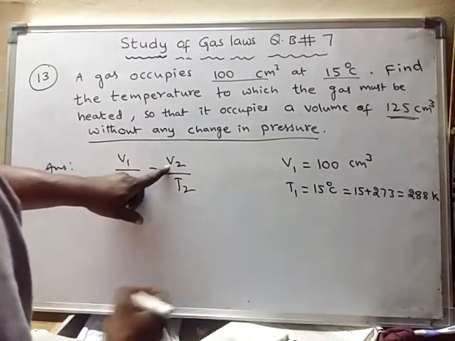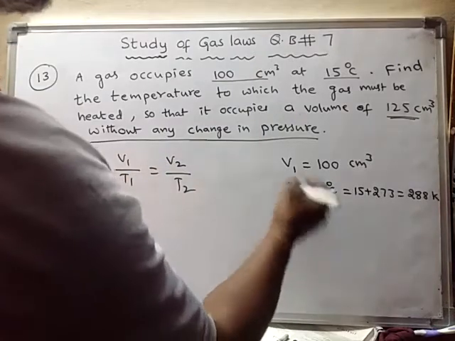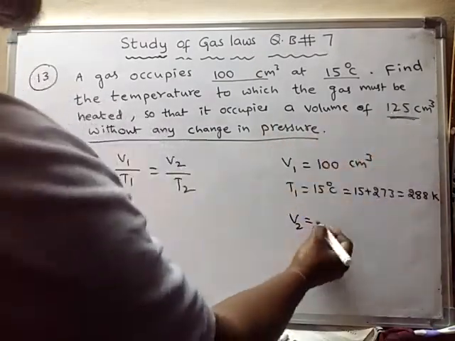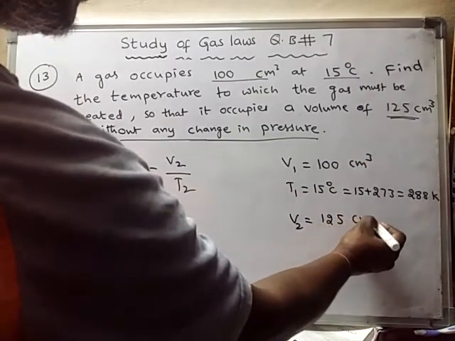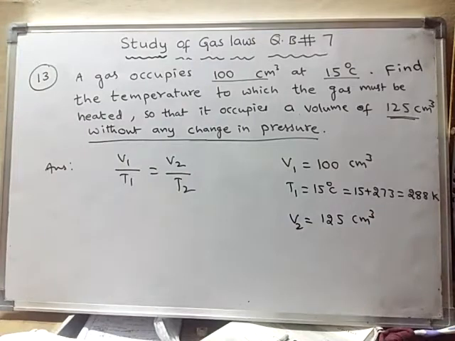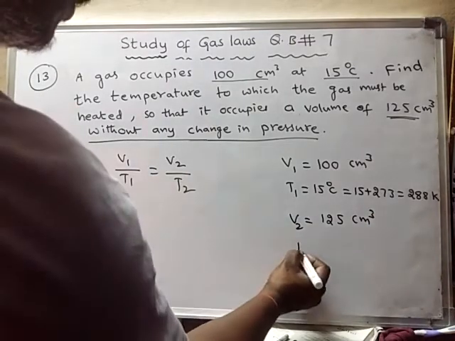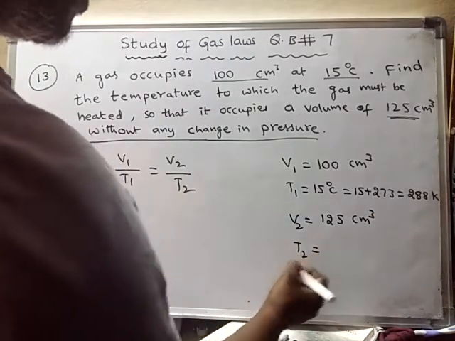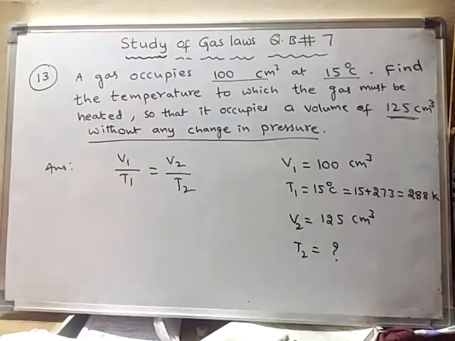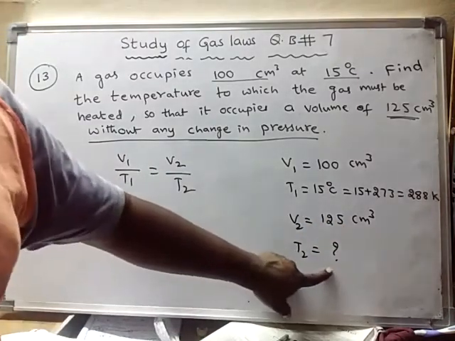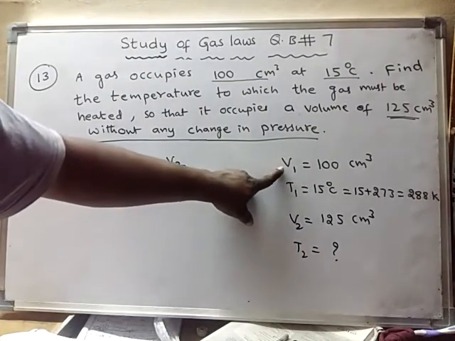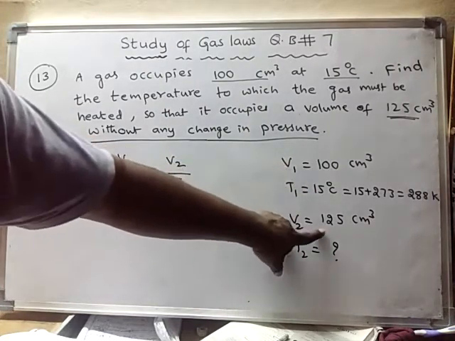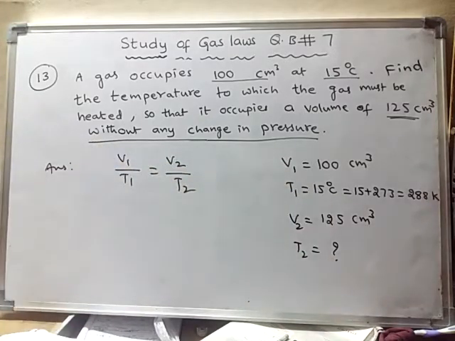Then what is V2? V2 is the final volume, which is 125 centimeter cube. Then T2 is the final temperature. We have to find to what temperature we have to heat this gas so that its volume will increase from 100 to 125. So here we have to find T2.